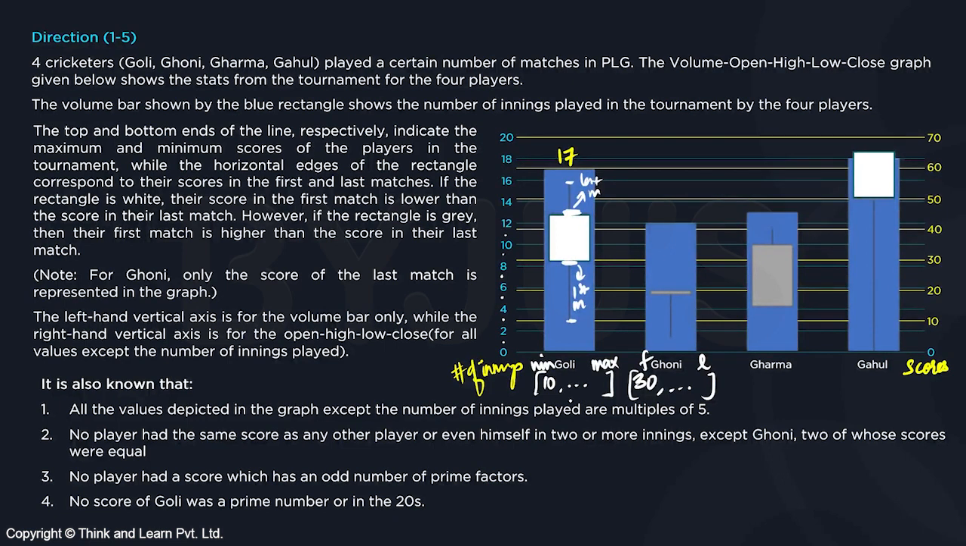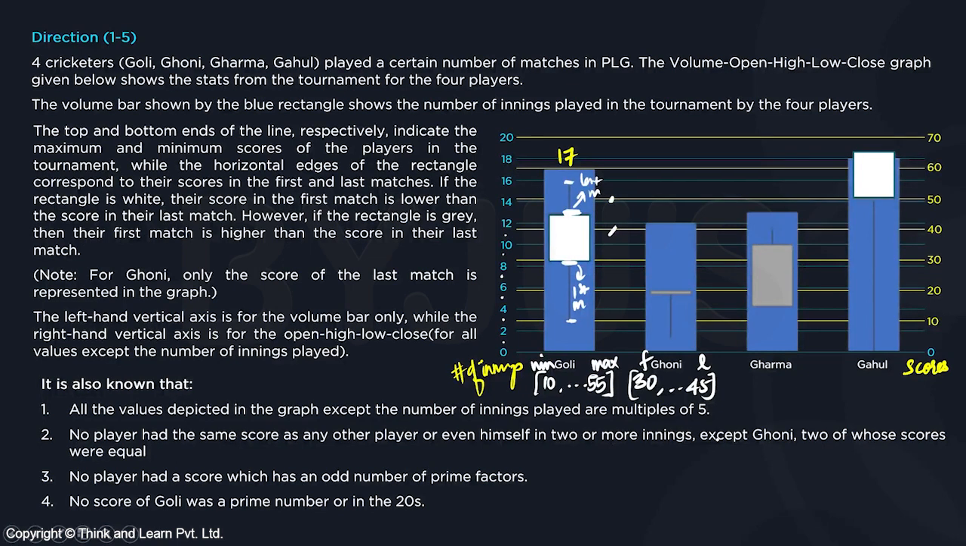So now if we check out the maximum run scored by Goli, which is going to be this top one, which is between 50 and 60, we can say this is 55. And in the first match, he scored 30 runs. In the last match, he scored runs between 40 and 50. Let's look at the yellow lines. So it has to be 45. We don't know the scores at the intermediate places. The second one says no player had the same score as any other player or even himself in 2 or more innings. So it means every player has a unique score, which is good.